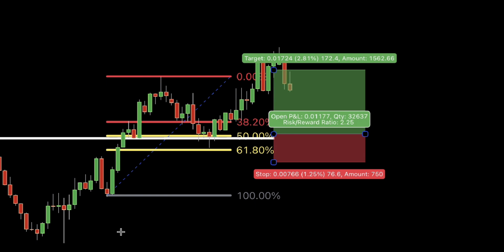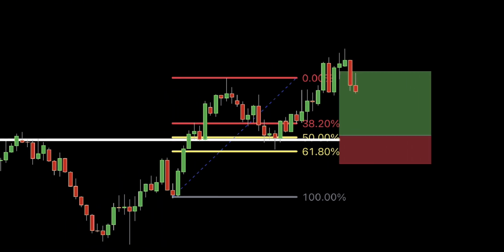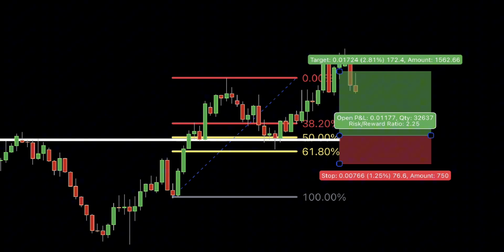In fact, when used consistently, the TLL method has shown a win rate above 75% in trending conditions. It's a simple yet powerful framework that helps you filter out weak trades and focus on the ones that matter.